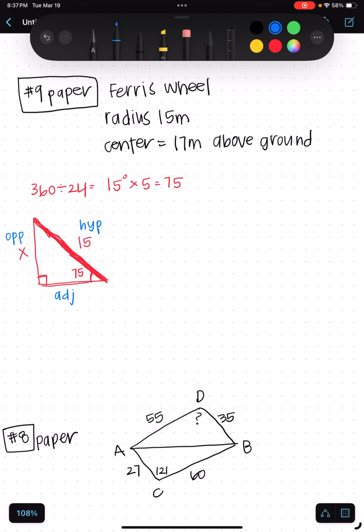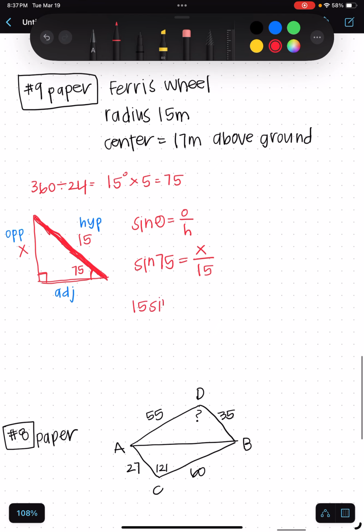Because we want to find opposite, but we have hypotenuse, we're going to use sine. So I'm going to say sine of theta is opposite over hypotenuse. I'm going to plug in everything that I know. So sine of 75, because that's my angle, is equal to opposite, which is x, over hypotenuse, which is 15. To solve this for x, I'd multiply the 15 over, so I'd get 15 times sine of 75 is equal to x. Then I can plug that into a calculator, which gives me 14.49.